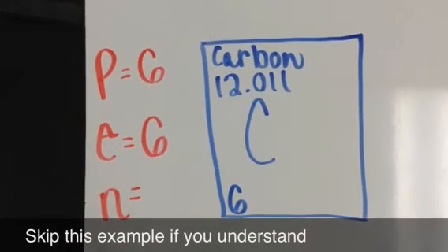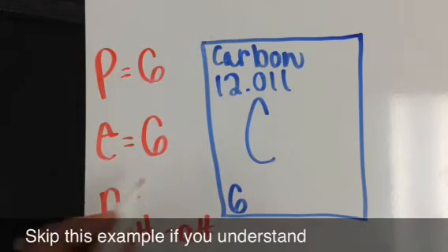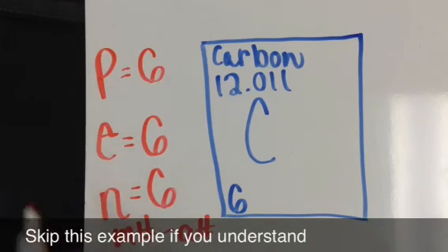And then neutrons is our little bit of math. Mass number minus atomic number, 12 minus 6 gives us 6. So protons, electrons, and neutrons for carbon are all 6.